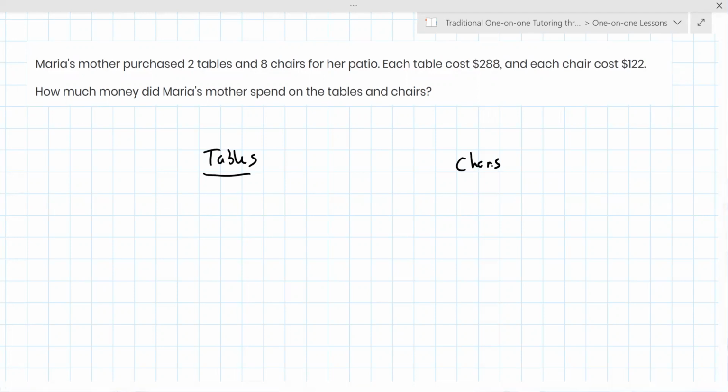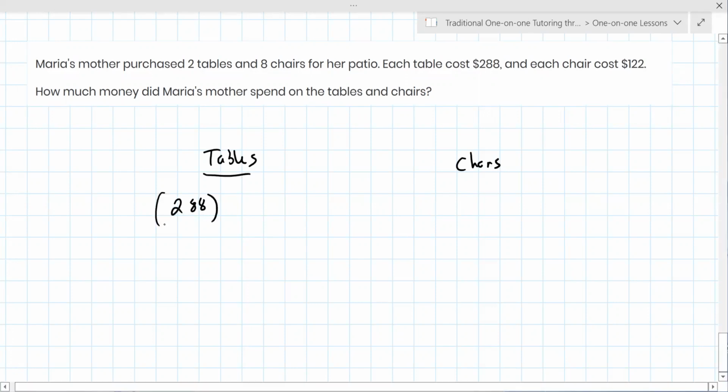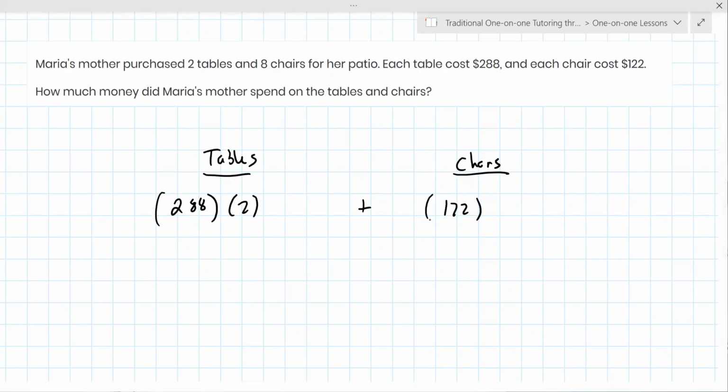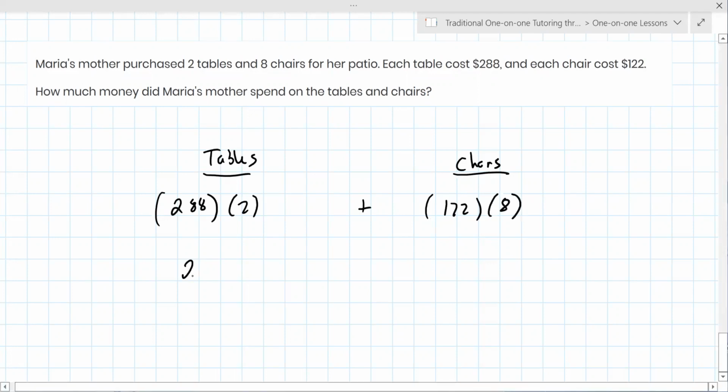Okay, so what is the price of each table? 288. And how many tables is she buying? 2. How much does each chair cost? 122. Okay, 122. And how many chairs is Maria buying? 8. Okay, so we need to multiply together 288 times 2. Do you remember how we did this last time?